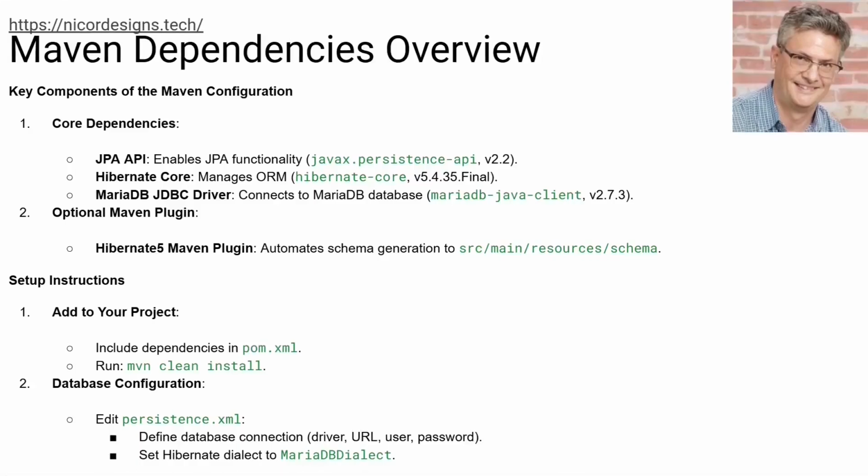Lastly, we will look at our new Maven dependencies, which we will introduce for the Java Persistence API, for the Hibernate core dependency, and for our MariaDB JDBC driver, and our optional schema generation plugin. We will add it to our POM, and we will run Maven clean install. We can also look at our persistence XML, where we define the database connection and set the Hibernate dialect.